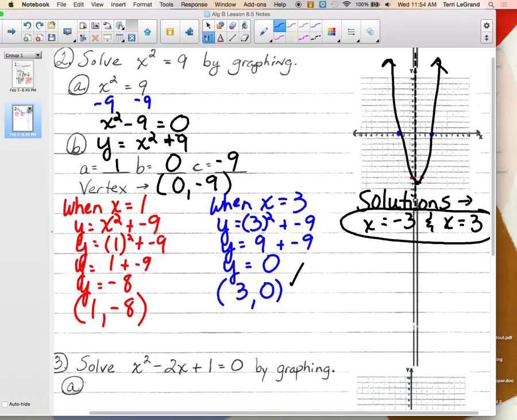Check. Okay, but we have to do when x equals negative 3. So we're going to check that one out. So we have x squared plus negative 9. So y equals negative 3 in parentheses squared plus negative 9. What is negative 3 times itself? 9.